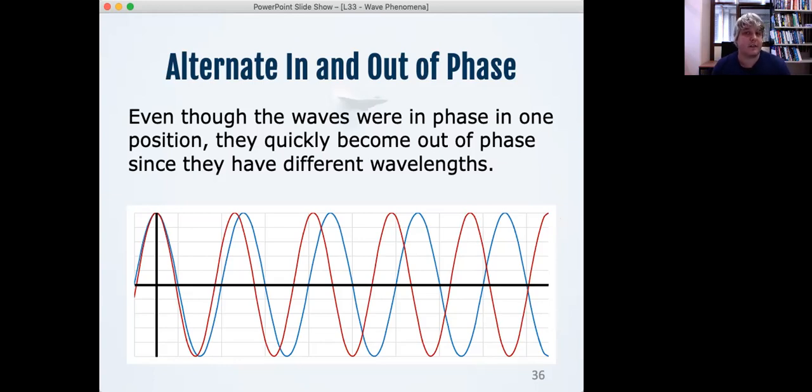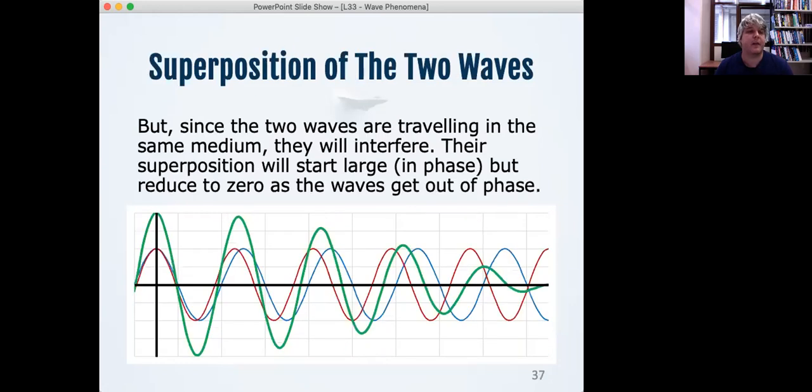So if the two waves are very similar but not the same, then eventually, if they start in phase, they will end up out of phase as you travel along the wave through space. But remember, we've pushed pause on this, so we're not talking about the wave speed yet. This is about the wavelength difference.